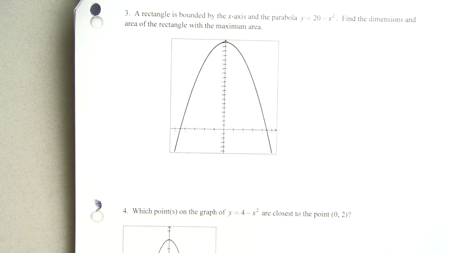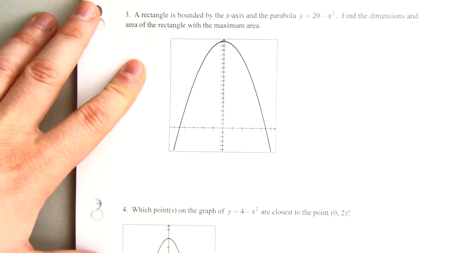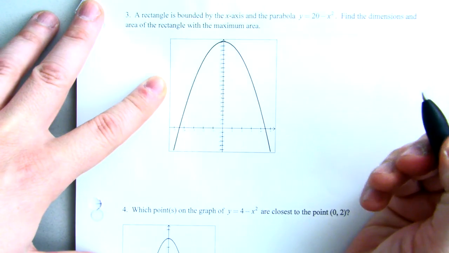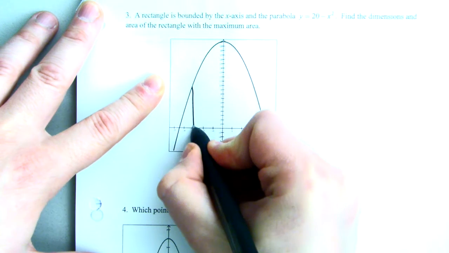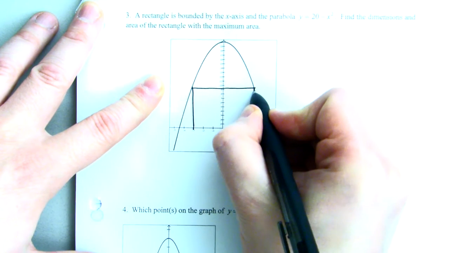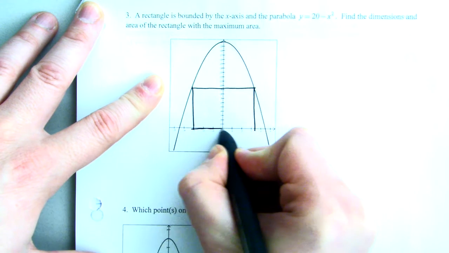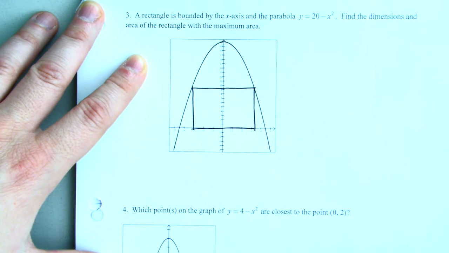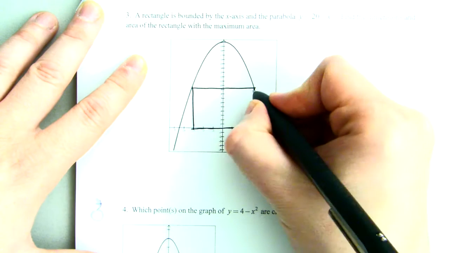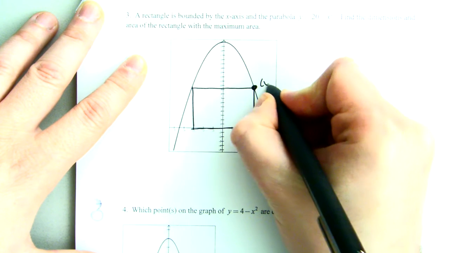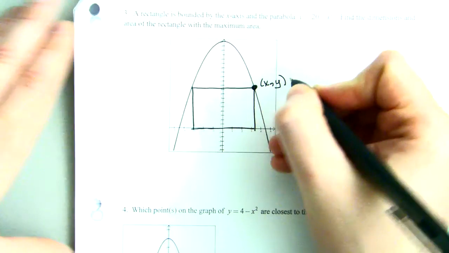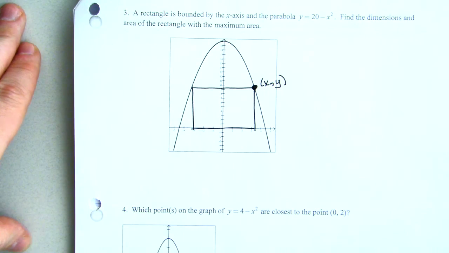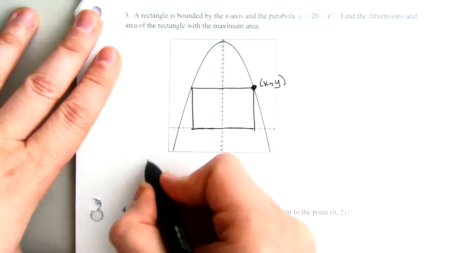Okay, take a moment, please, and read through example number 3. Well, let me try to draw in a rectangle. I have no clue where exactly this is going to land, so let me just kind of draw it in like this. And I've got my rectangle. And I know that my rectangle is going to intersect the parabola at the point x, comma, y. I want to maximize the area.